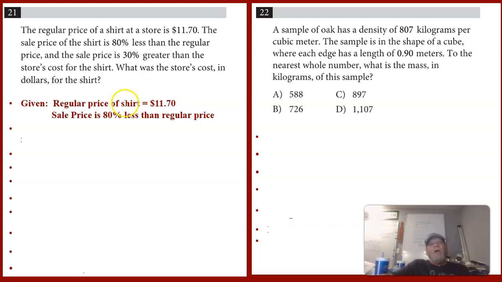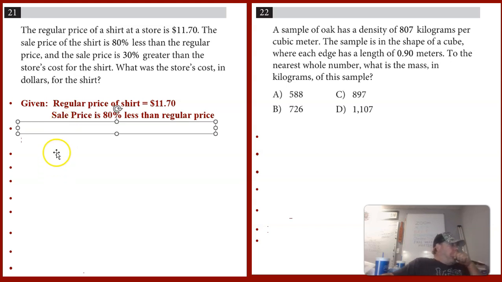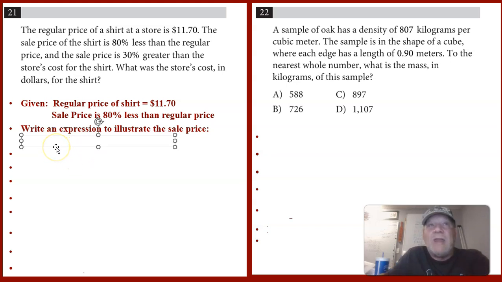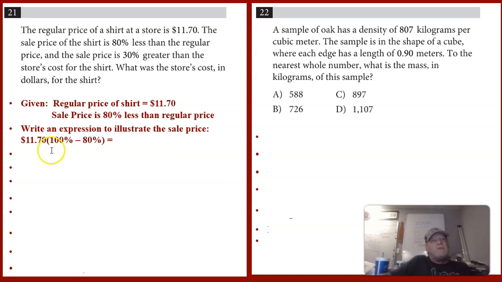All right, so let's just talk about what's given. The regular price of the shirt is $11.70, and the sale price is 80% less than the regular price. I can start working the problem from that. Write an expression to illustrate the sale price. So I'm going to write an expression and then rewrite it, not using the percent, and then it'll end up looking like an equation.